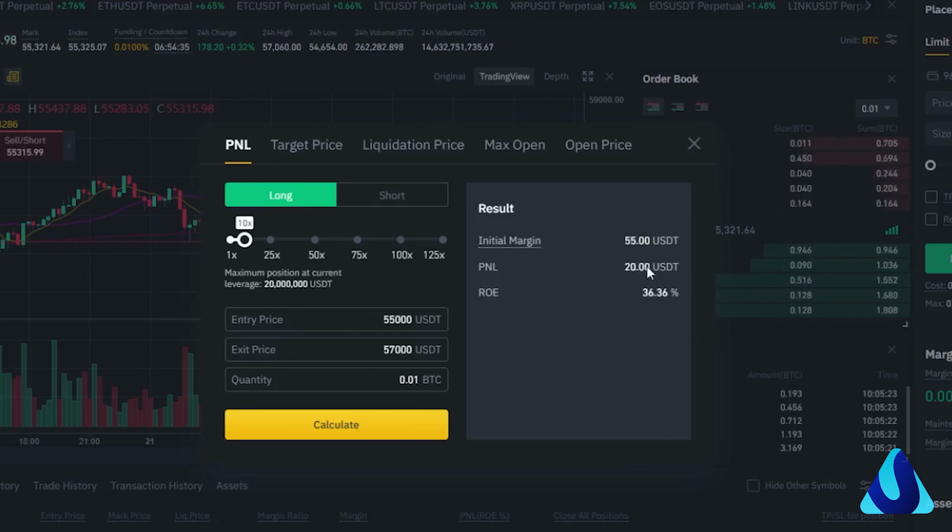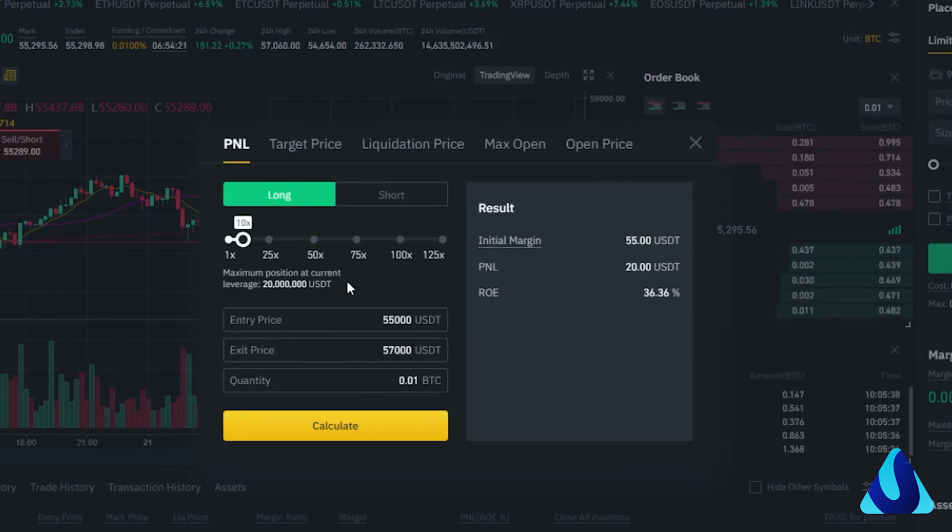My P&L, so what I would gain from that initial investment, and you can see here return on equity as well, 36.36%. You can also do this with shorts, and you can see what you would lose, the same way, if you were betting the other way and you wanted to see how much you lose. That's a straightforward thing as well.